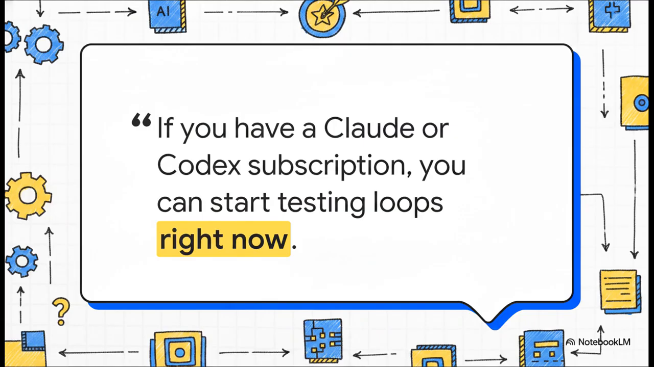As our source points out, you can start building one today with a Claude or Codex subscription. So the only question left is, what bounded goal are you going to set for your very first automated loop?